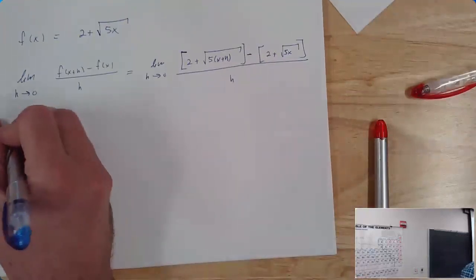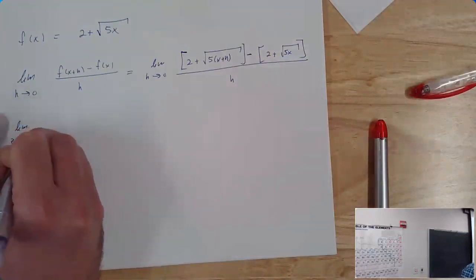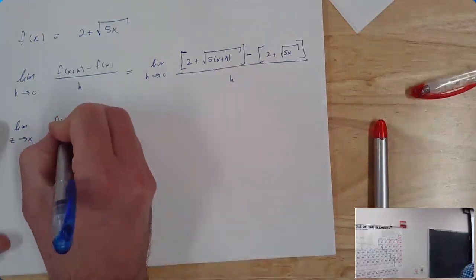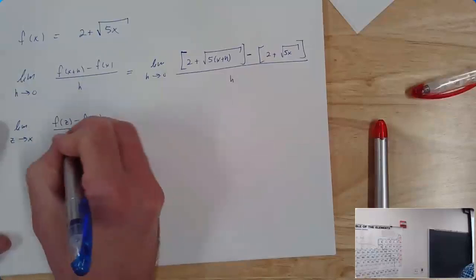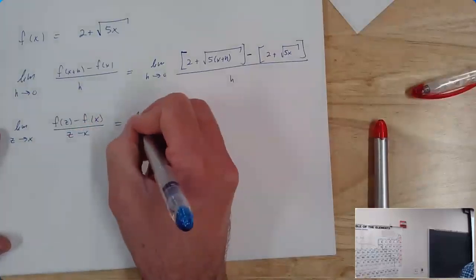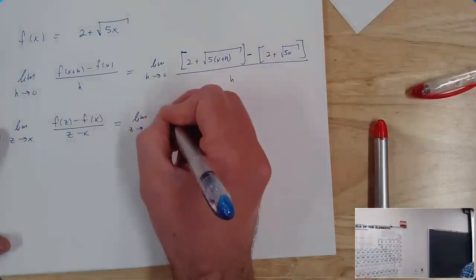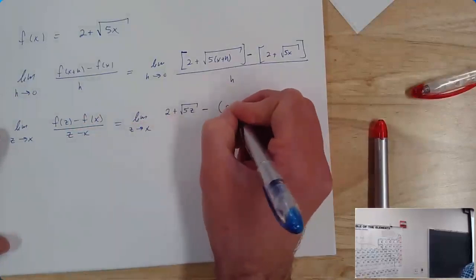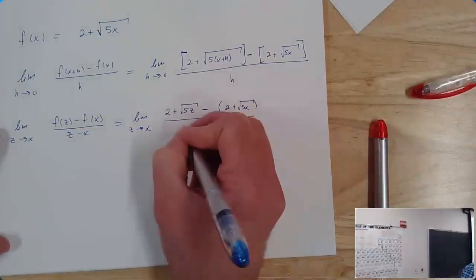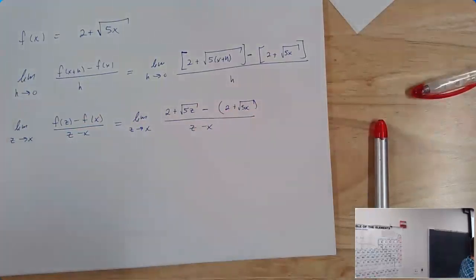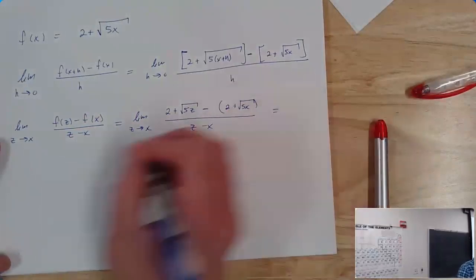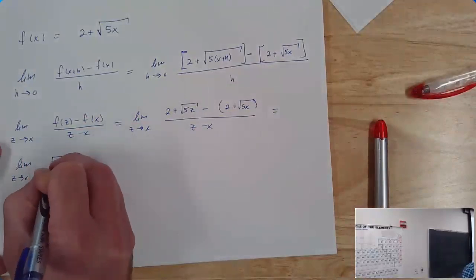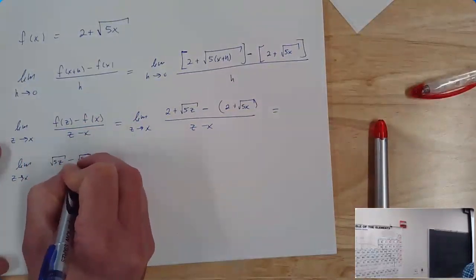So let's do it the other way, which is the limit as z approaches x. Some people use x approaching a, but z approaching x seems to be what people are using, of f of z minus f of x all over z minus x. So let's take a look here. If the limit as z approaches x of 2 plus radical 5z minus 2 plus radical 5x all over z minus x. And right after that, again, we can see the 2's are going to cancel. So we're going to have the limit as z approaches x of radical 5z minus radical 5x all over z minus x.